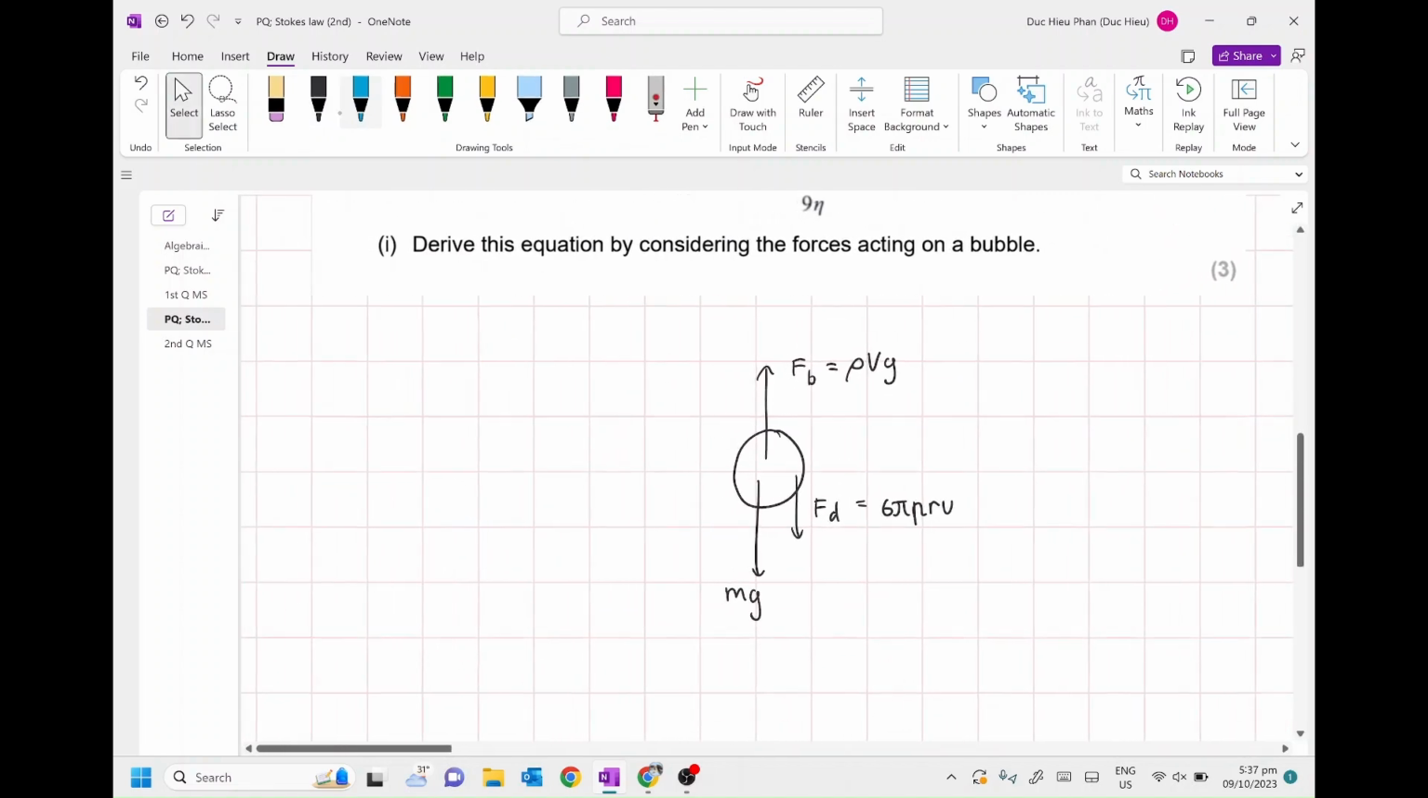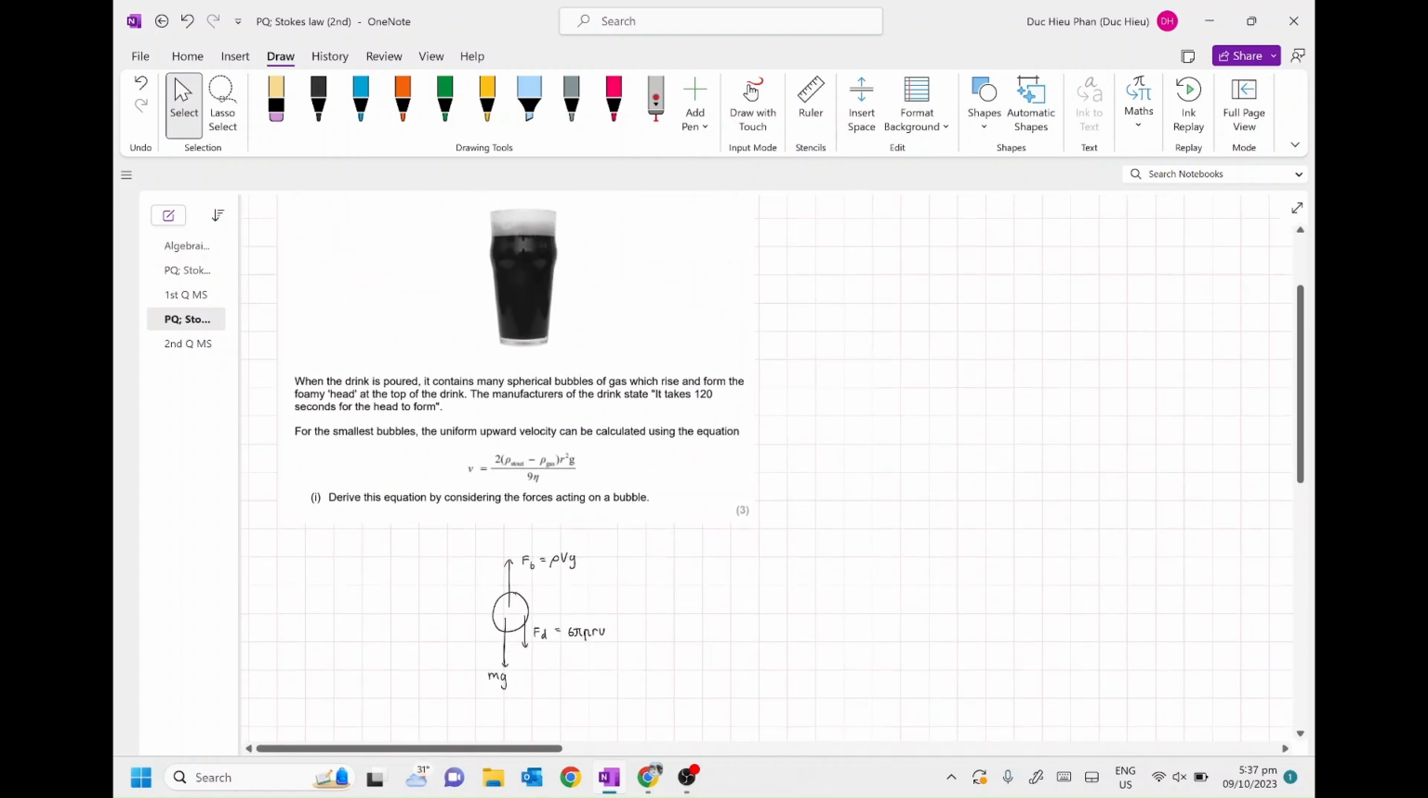Okay. Oh, I dropped my pen. Okay. Oh no, did I break the tip? I think it still works. Okay.